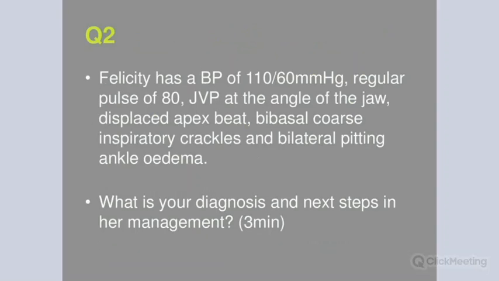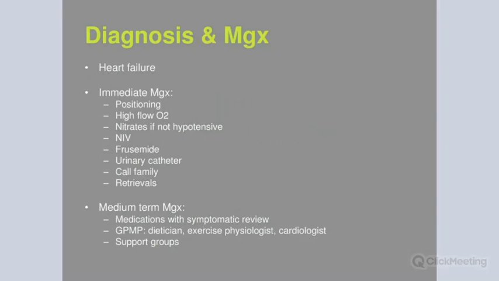So question 2 for this particular one. Felicity has a BP of 110 on 60 millimeters of mercury, regular pulse of 80, JVP at the angle of the jaw, displaced apex beat, bibasal coarse inspiratory crackles, and bilateral pitting ankle edema. What is your diagnosis and next steps in her management? And you have 3 minutes to discuss all of this. So hopefully that quite clearly demonstrates that she has heart failure.